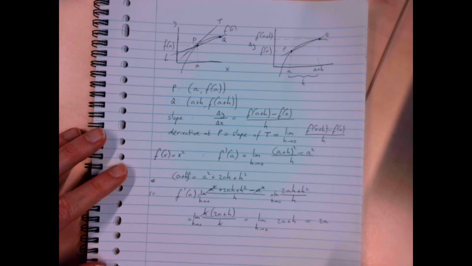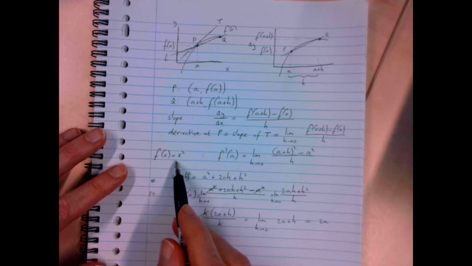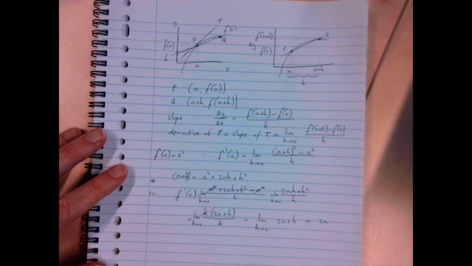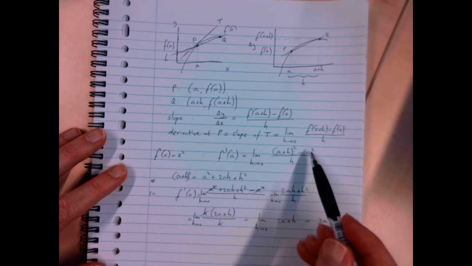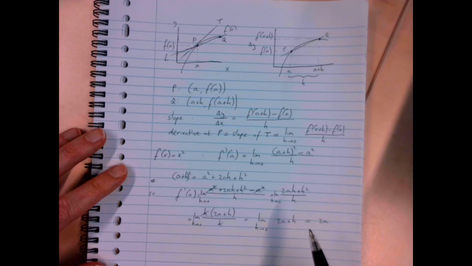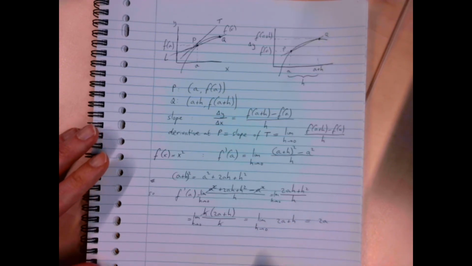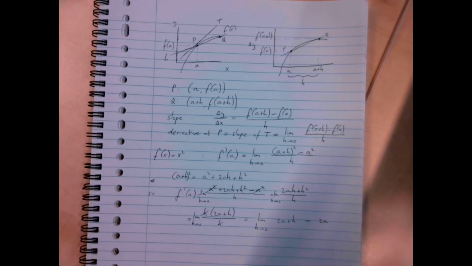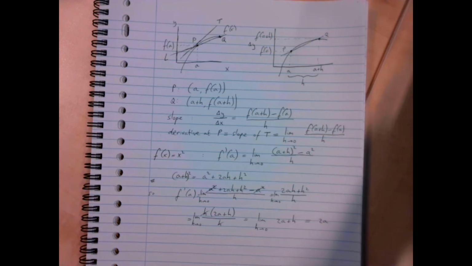So what have we learned? If the function is x squared, so our f is f of x equals x squared, then I can just do the procedure that I just discussed, plug this in, take the limit, and find out that actually the derivative of f at the point a is 2 times a. So let's go back to the slide.